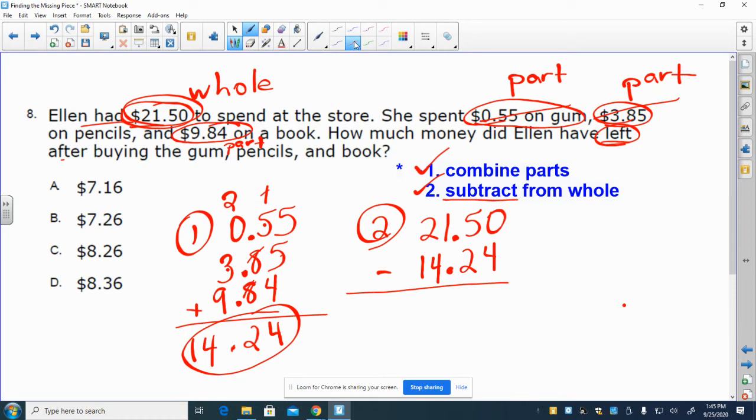0 minus 4, we can't do it. 5 becomes 4, 0 becomes 10. 10 minus 4 is 6. 4 minus 2 is 2. Bring your decimal down. 1 minus 4, can't do it. So 2 becomes 1. So this one is 11. 11 minus 4 is 7. $7.26 is how much money Ellen will have left.